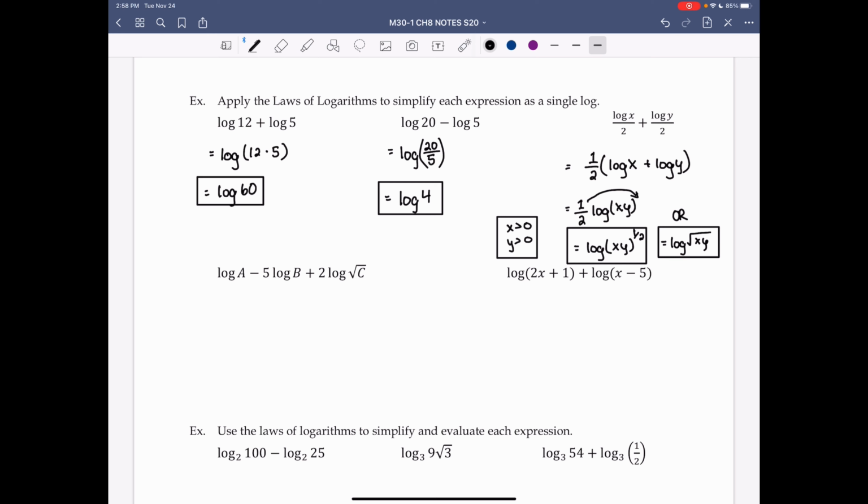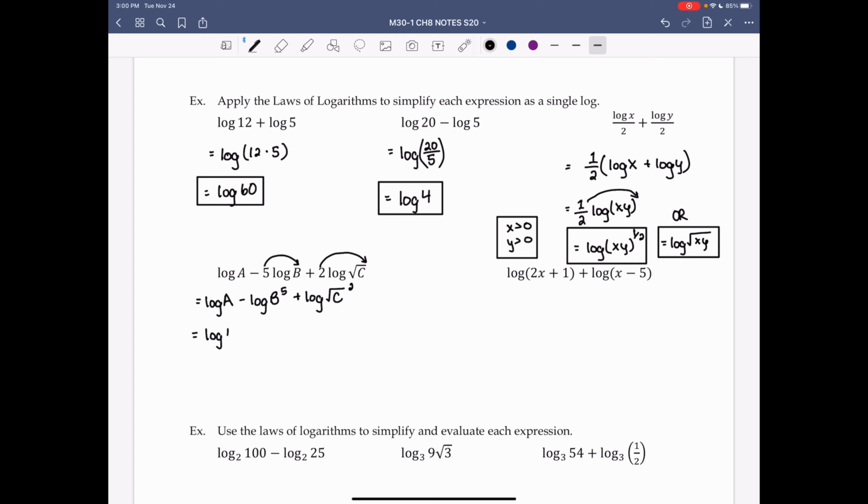Log a minus 5 log b plus 2 log c. When I see a coefficient in front of a log, I should think of the exponent law, and I can move that coefficient to become an exponent on the argument. Then I get log a minus log b to the power of 5 plus log c to the power of 2. I can simplify this a bit more. The square root of c, if we write that as an exponent, that means c to the power of 1/2.